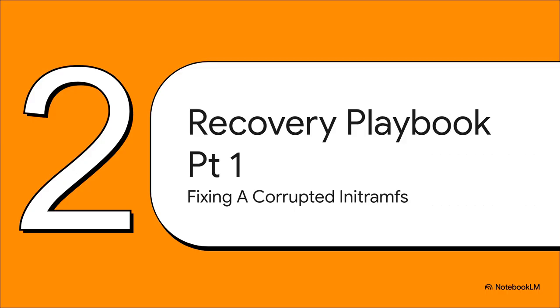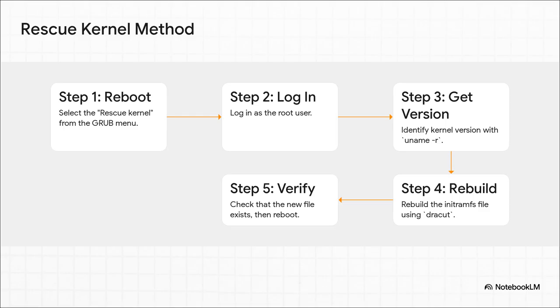So let's jump into our first recovery scenario. This is probably the most common one you'll see for that unable to mount error, a corrupted or missing initramfs file. The car key is broken. Let's make a new one. The best part about this fix, most modern Linux distros come with a built-in life raft. When you boot up, you can usually select a rescue kernel from the GRUB menu. It's a lifesaver. From there, the steps are super simple. You log in, check which kernel version you need to fix, run one little command to rebuild the broken file, and you're back in business.